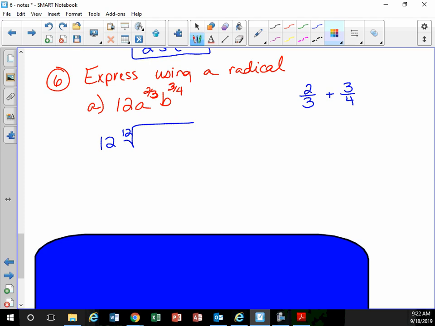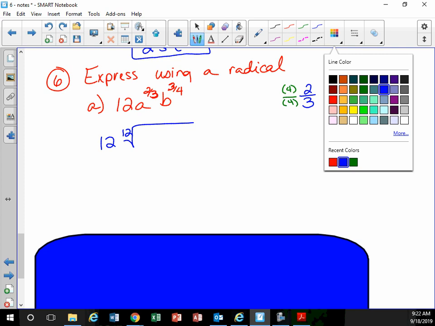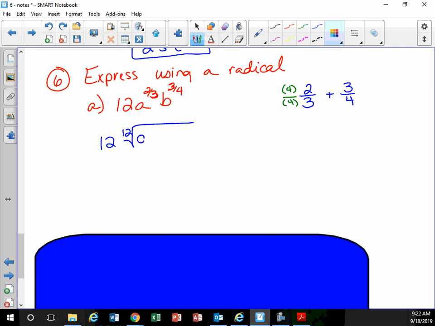The first fraction. How do I make the denominator a 12? What do I multiply by? By 4. Okay, so I have to take the numerator and denominator times 4, right? It's not too much. So it's going to be a to the, what do you think? 8, yeah. What about b? B to the 9.